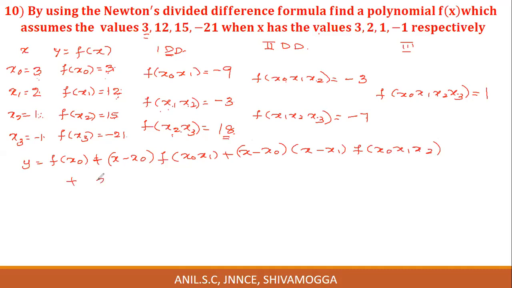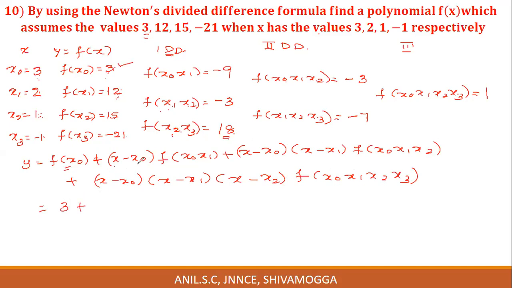plus x minus x naught into x minus x1 into x minus x2 into f of x naught, x1, x2 and x3. Substitute f of x naught. f of x naught is 3 plus x minus x naught.